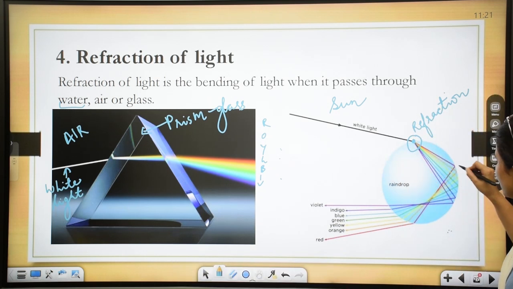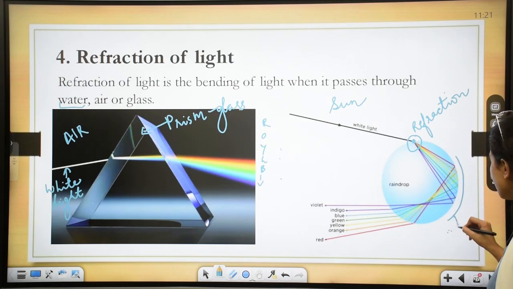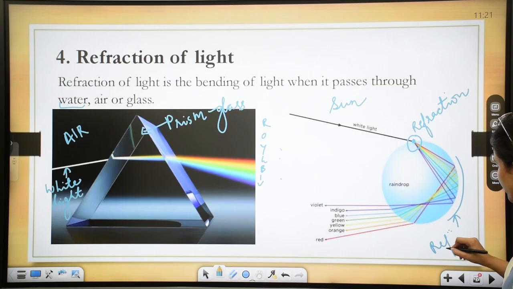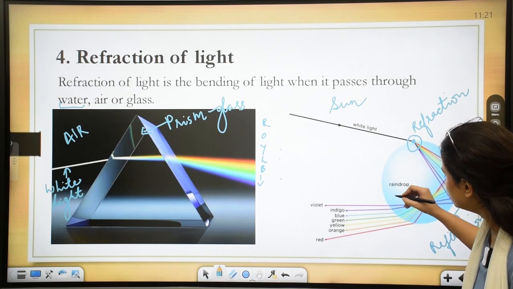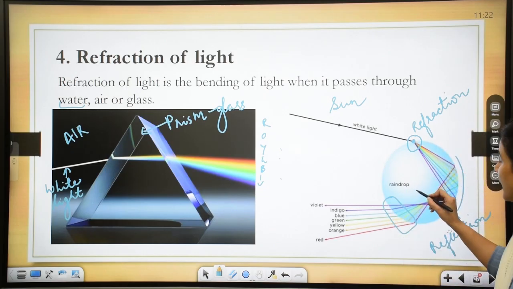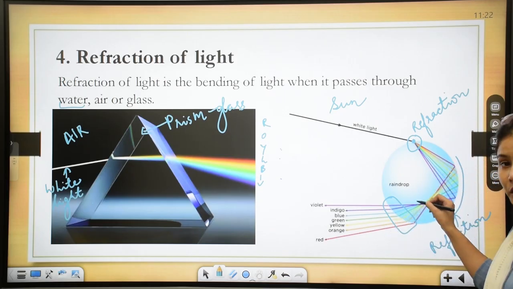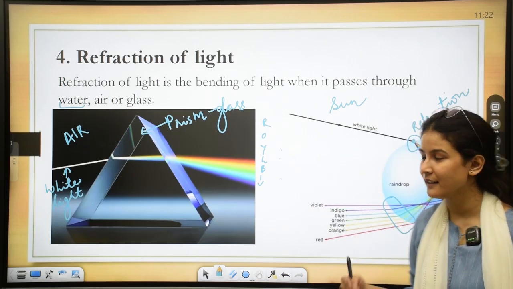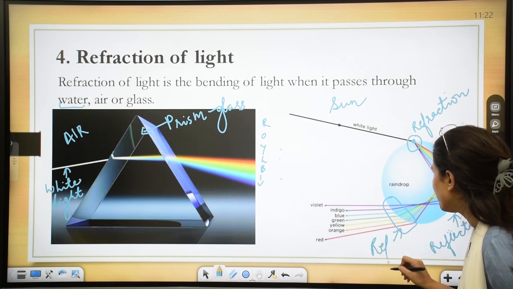Can you see what is happening here? This is nothing but reflection. Can you see this again? Here, what is happening? The light, after being reflected, is traveling from water to air again. That is why we call it, you guessed it right, refraction.